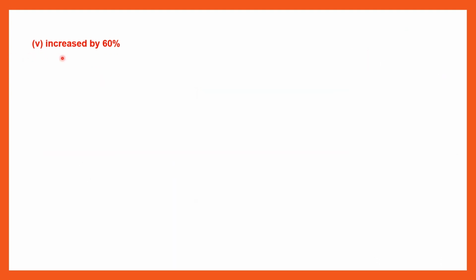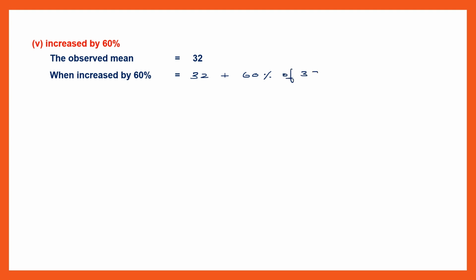Question 5. What happens when it is increased by 60%? So the observed mean is 32. Now if we have to increase by 60%, that means we have to say 32 plus 60% of 32. So now let's see how much this is. So 32 plus 60% of 32.